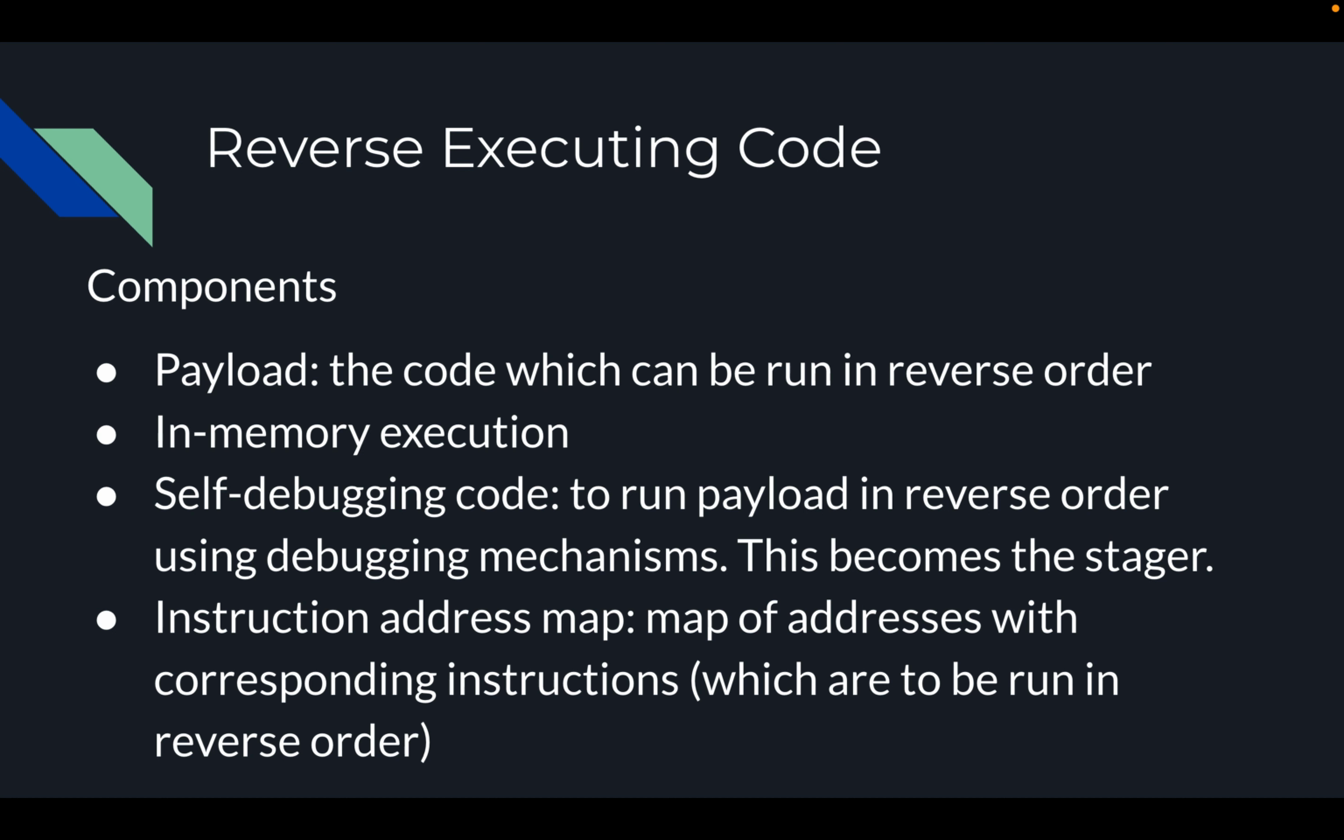Let's talk about reverse execution of code, but there are a few components that we should talk about first. Payloads. This will be the code which can be run in reverse order. That is, we're going to call it the malicious code. In-memory execution. Self-debugging code to run the payload in reverse order using the debugging mechanism. And instruction address map. This is where we can find all the corresponding instructions which are required to allow us to execute our code in reverse order.